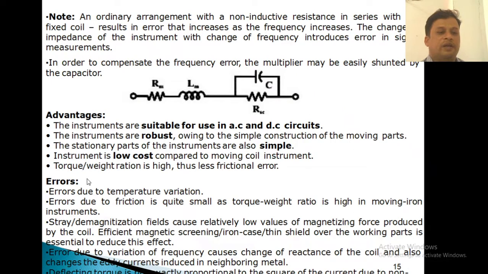Now, coming to the errors in these MI instruments: error due to temperature variation; error due to friction is quite small as the torque to weight ratio is high; demagnetization fields cause relatively low values of magnetizing force; and error due to variation of frequency causes a change of reactance of the coil and also changes the eddy current induced in the neighboring metal. Also, deflecting torque is not exactly proportional to the square of the current due to the non-linear characteristics of iron.